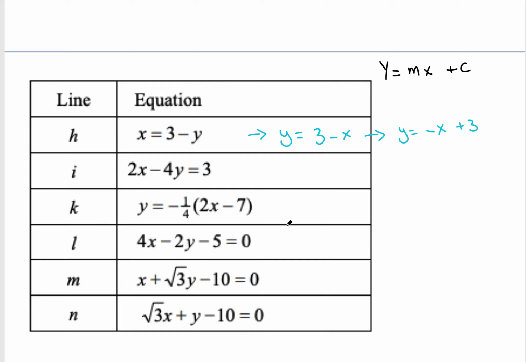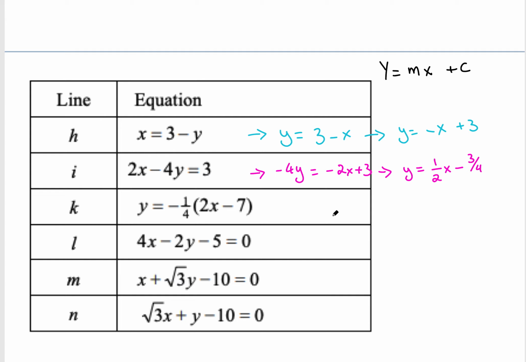If I look at the next one, it is 2x minus 4y is equal to 3. So what I'm going to need to do there is take 2x from both sides, and what I get is minus 4y is equal to minus 2x plus 3. And I can divide everything by minus 4, and I'm going to get y equals 1/2 x, because minus 2 divided by minus 4 will give us 1/2. And then we're going to have plus 3 divided by minus 4, so I get minus 3/4. So that's what we have there. So y equals mx plus constant.